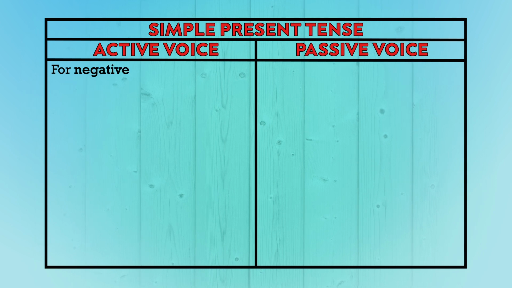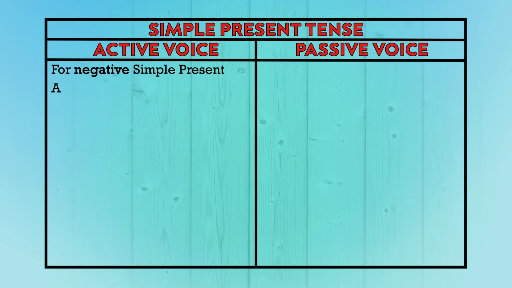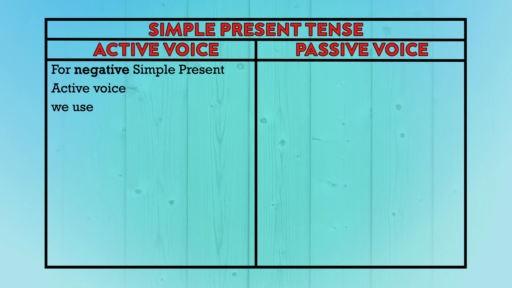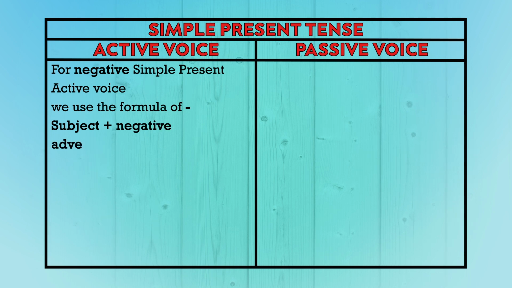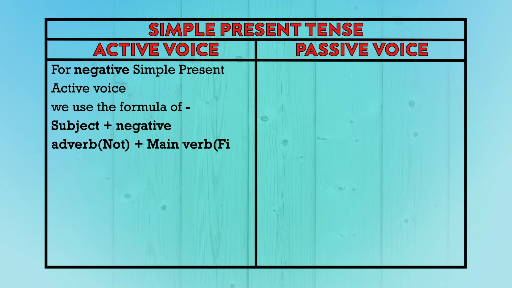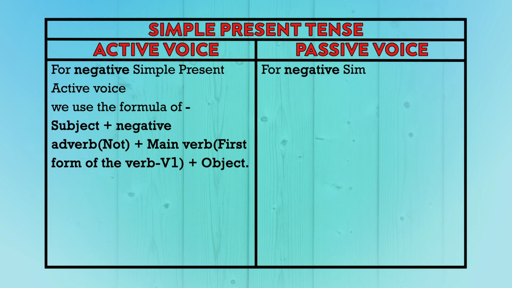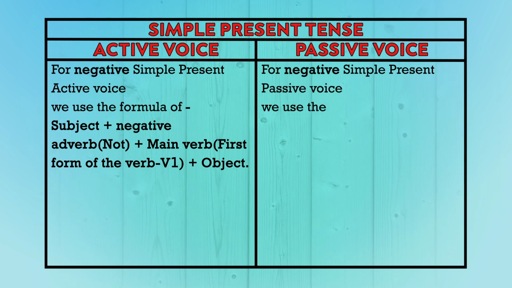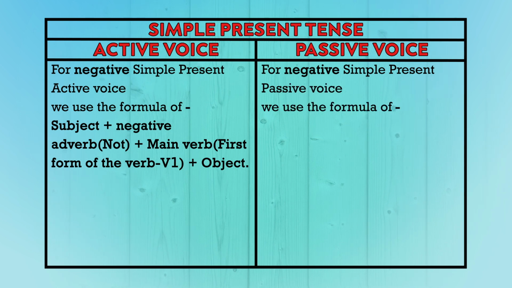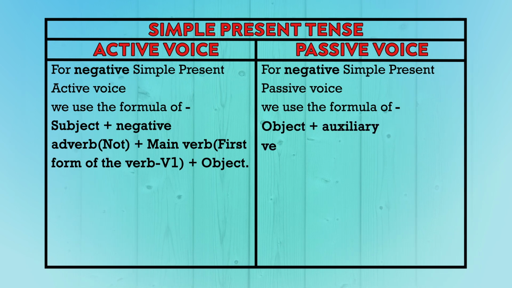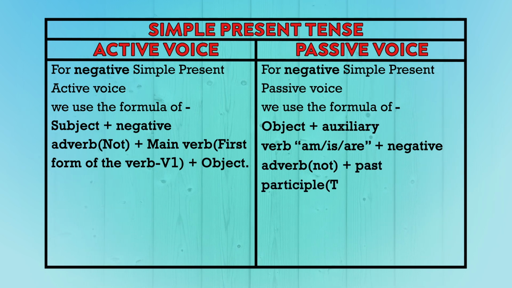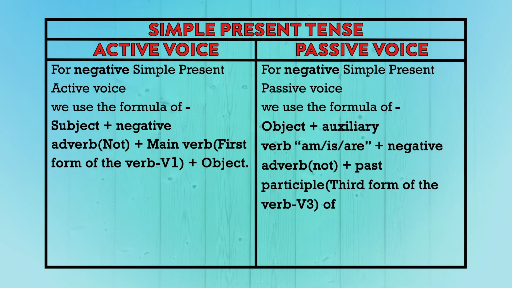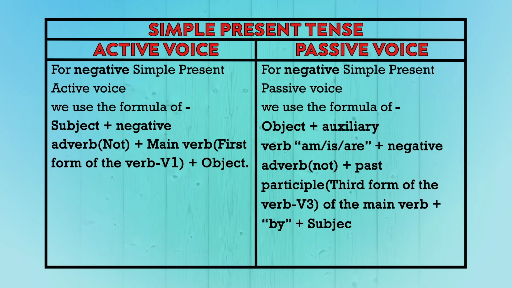Now, for negative simple present tense active voice, the rule is: subject plus negative adverb plus the main verb, that is verb 1, plus object. Now when we change it, it becomes object plus auxiliary verb plus negative adverb plus past participle, that is third form of the verb, plus by plus subject.